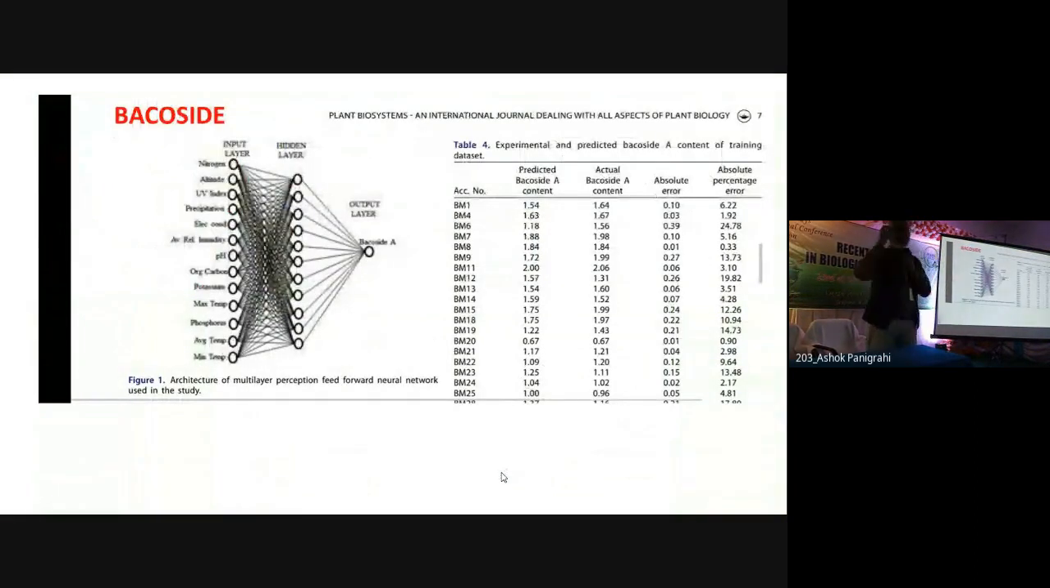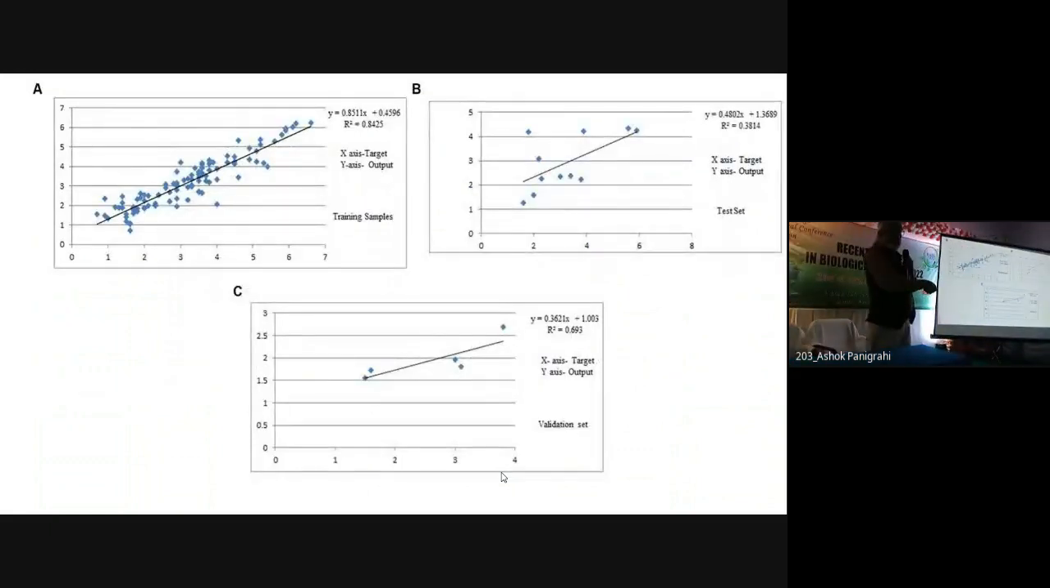This is for Bacoside, as I told you. We collected accessions from different areas of Odisha, West Bengal, Bihar, and partly Andhra Pradesh also, and we extracted the Bacoside content with the HPTLC and other methods.